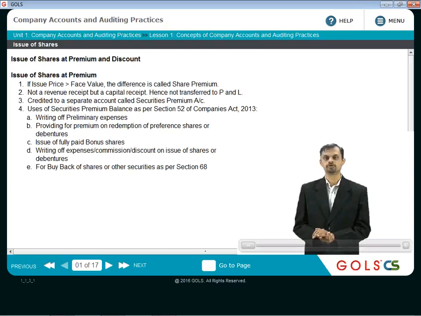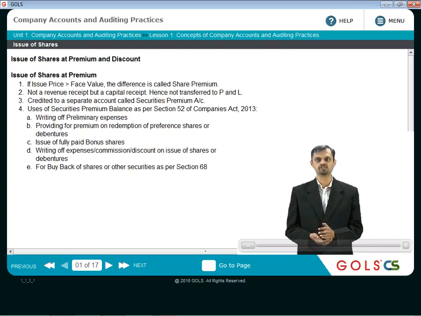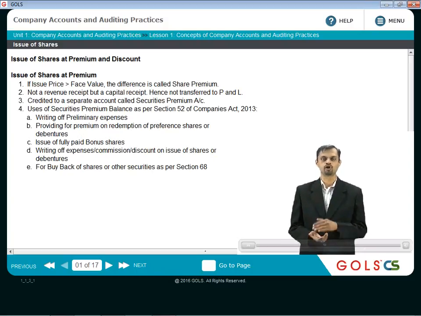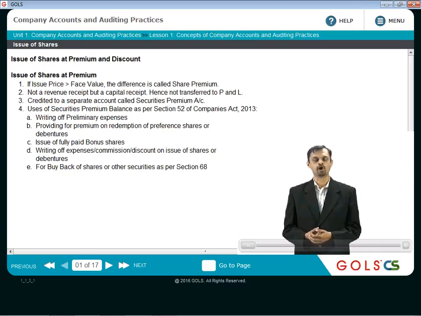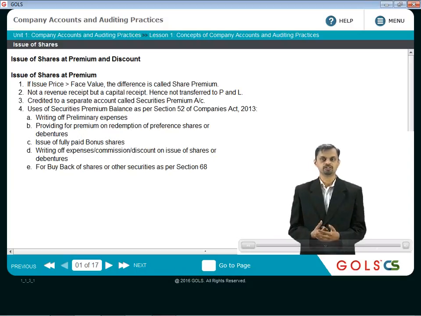Writing off expenses, commission, discount on issue of shares or debentures. So suppose if the commission is paid to a broker, the brokerage charges are paid, underwriting commission is paid, or any stamp duty paid, legal charges paid, whatever charges are related to the issue of shares or debentures, these can be written off against the securities premium balance.